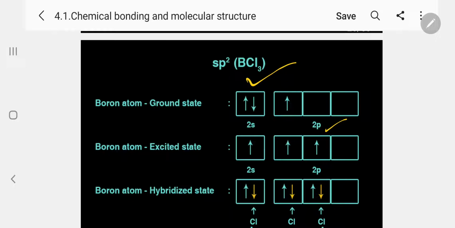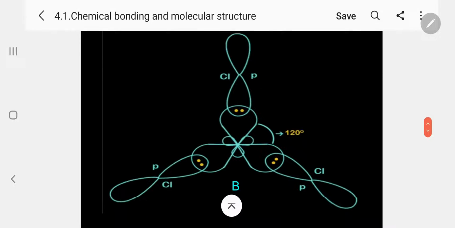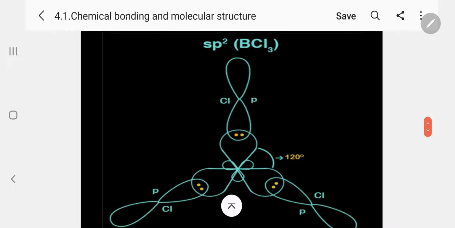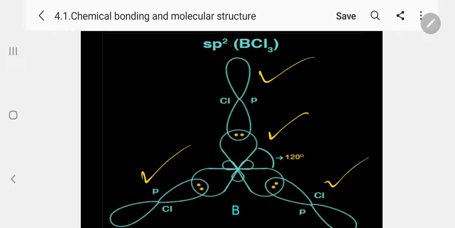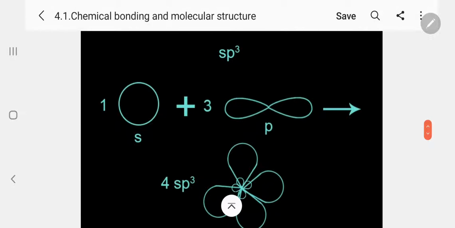So the hybrid orbitals are one s and two p. This is the shape of boron trichloride. The center is boron, with chlorine, chlorine, chlorine sharing electrons, forming sigma, sigma, sigma bonds. It is a planar molecule, and the bond angle is 120°. So sp2 is triangular planar, bond angle 120°.